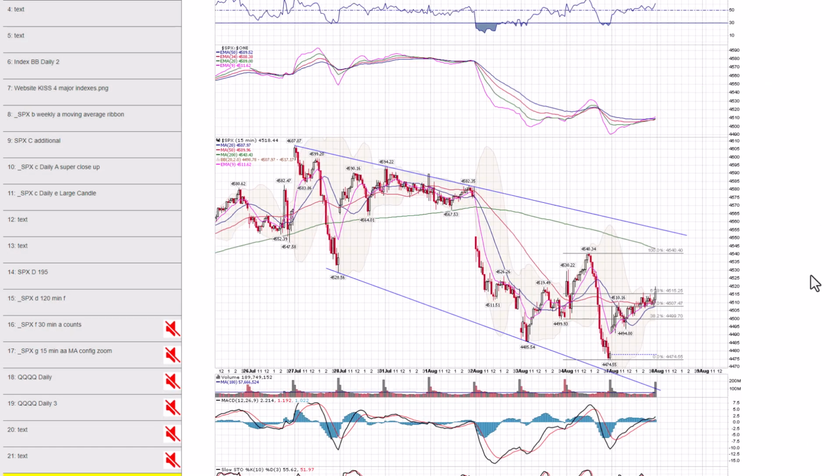Next. Chart 17, here's a 15-minute view. You can see we did close up a little above that 61 fib.